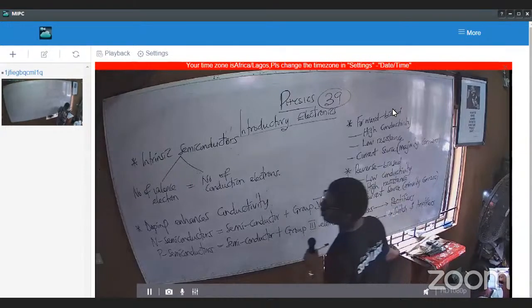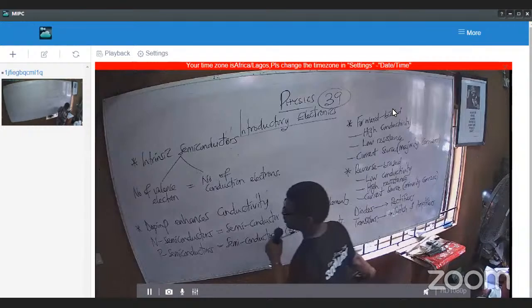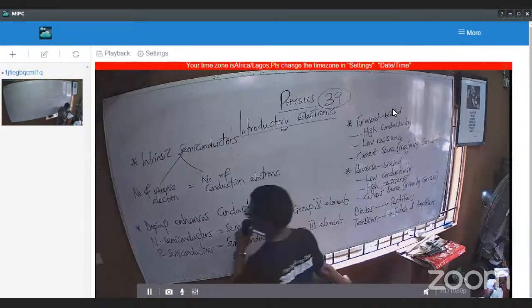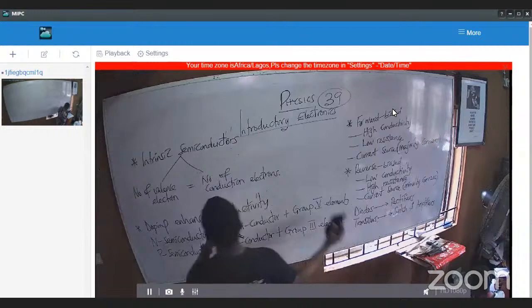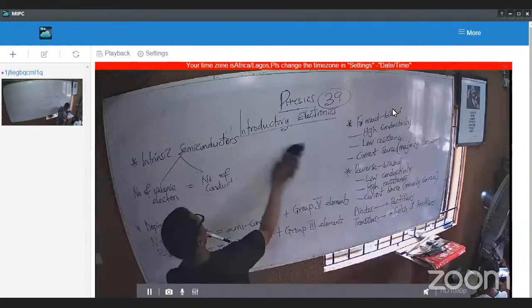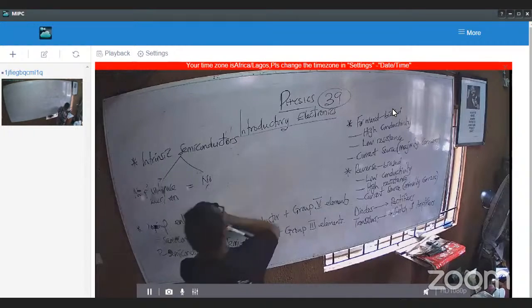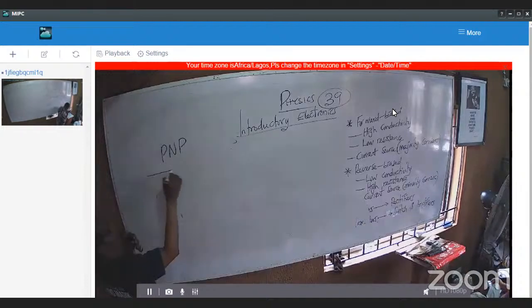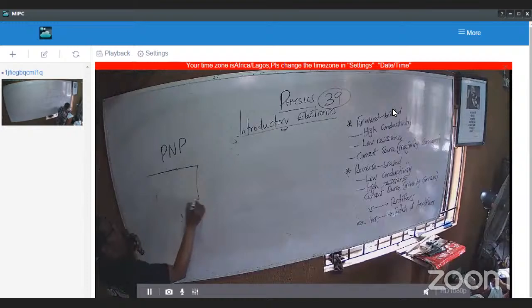If you have a PNP transistor, you have one PN junction here and another PN junction here, making 2. What about NPN? This place is a junction, a PN junction, and this is another PN junction. So the answer is 2.